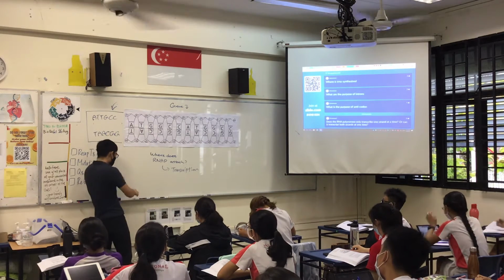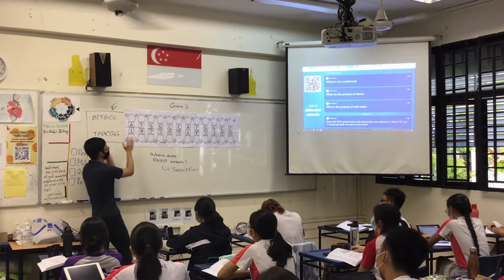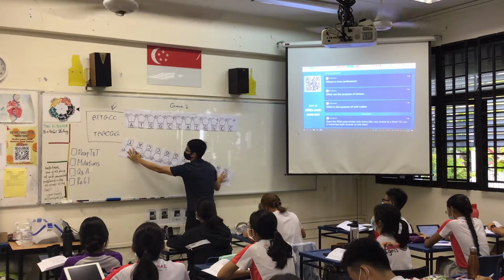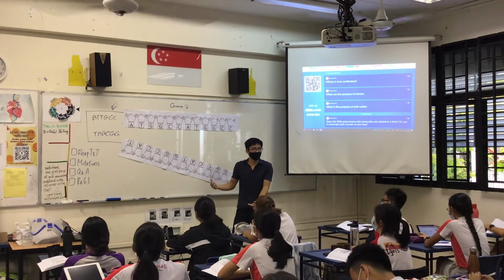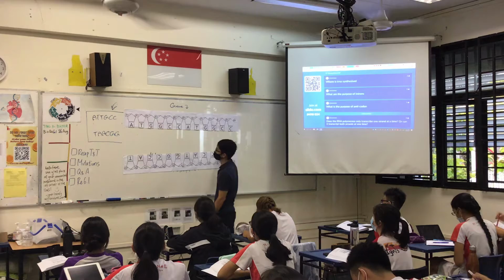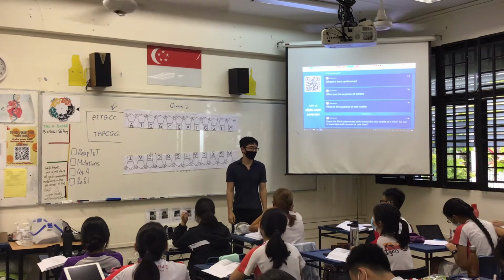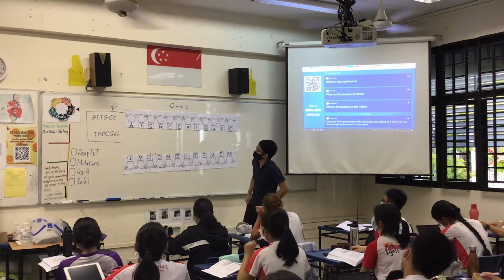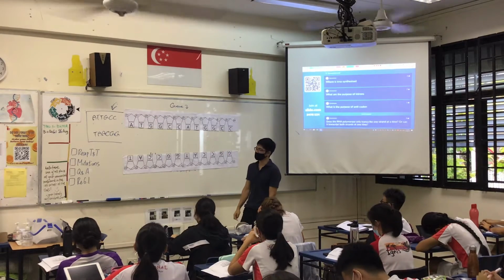RNA polymerase has two functions. The first function is that after it attaches, it will first unwind the DNA, make it available for transcription. So I've unwound the DNA. Now, which strand do I use for transcription? That's the next question for you. There are two strands actually. Which strand should I use?